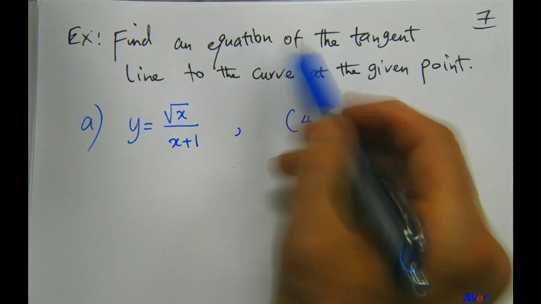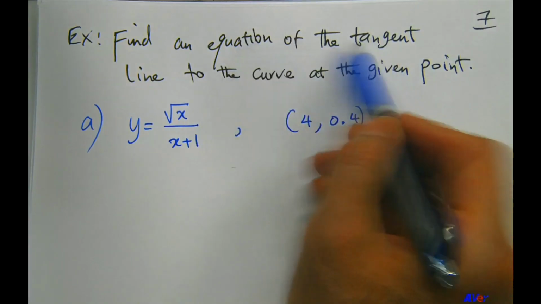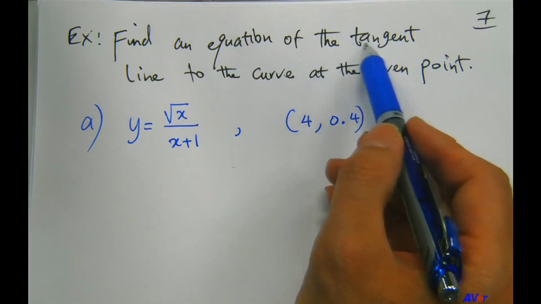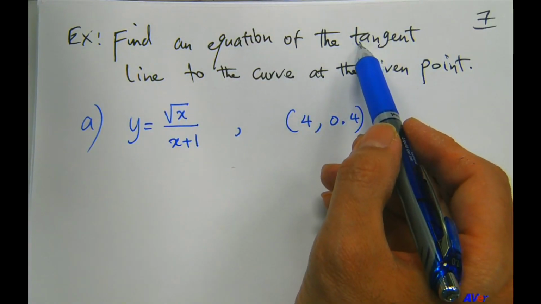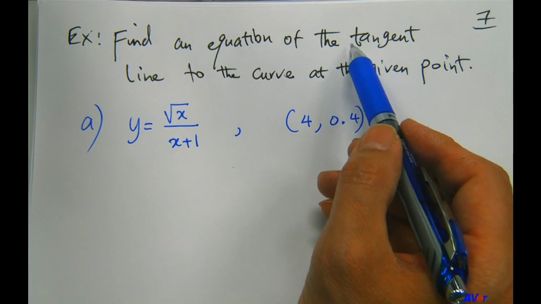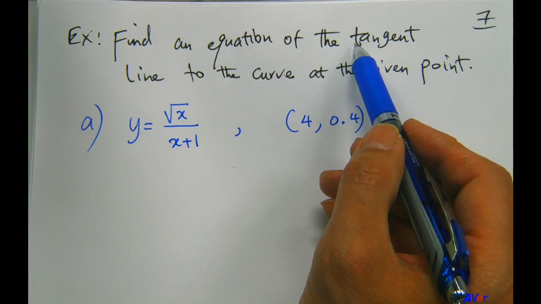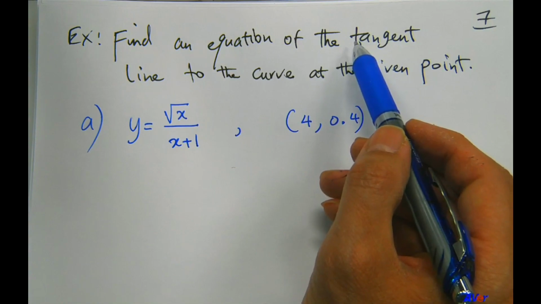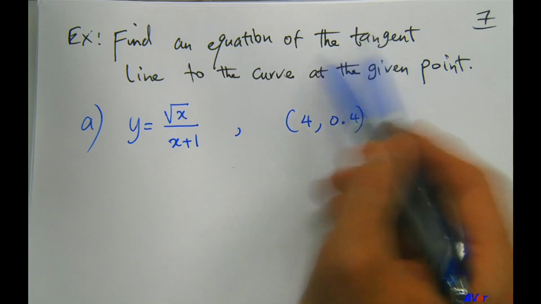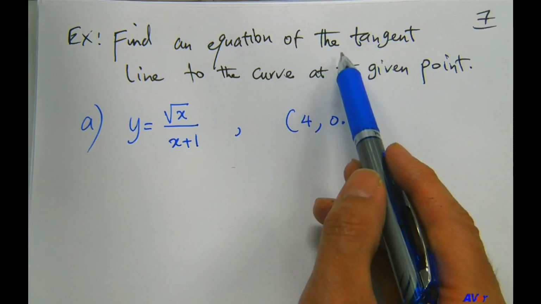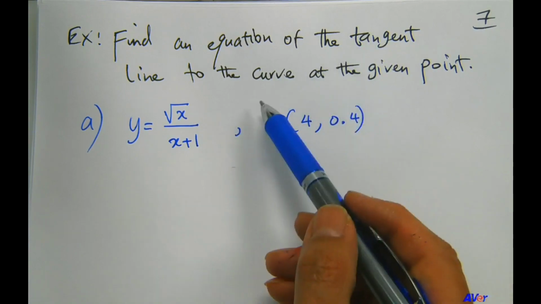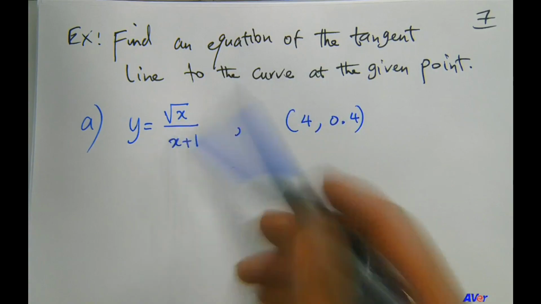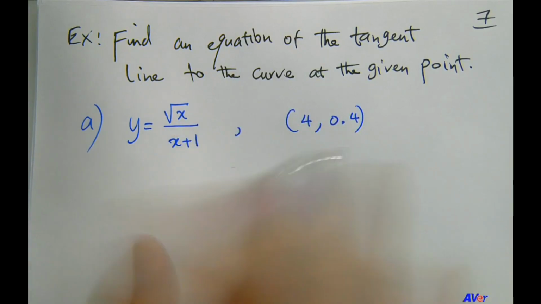Okay, so for the equation of the tangent line, the tangent line being a straight line, we need the slope, right? Remember from basic algebra, when we were finding the equation of a straight line, we needed the slope and a single point, right? So we can do that here, but we need the slope. So because we need this slope, we need to find the derivative of this. So let's do that.